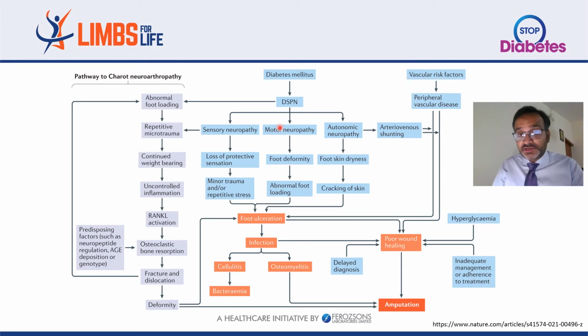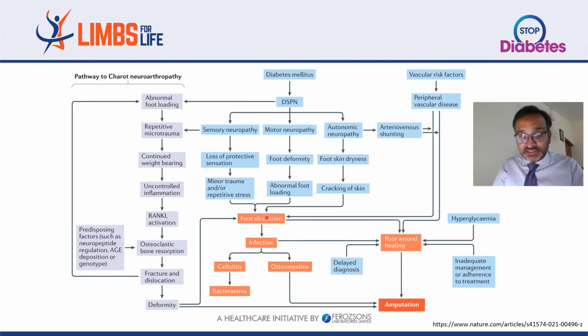Motor neuropathy can lead to foot deformity, as we talked about previously, which leads to abnormal foot loading. With abnormal foot loading, there's more pressure on certain parts of the foot than the other parts, so those parts get affected. And if the patient has sensory neuropathy as well, it can lead to foot ulceration. Autonomic neuropathy leads to dryness of skin and cracking of the skin, and with that cracking there's a chance of infection, bacteria can grow there, and eventually it can lead to foot ulceration.